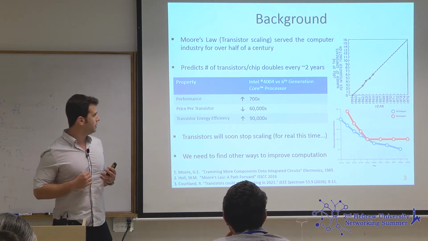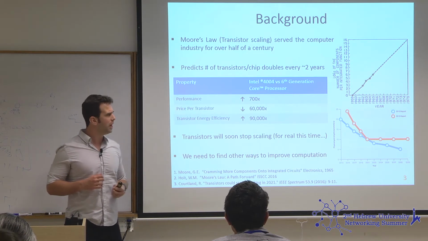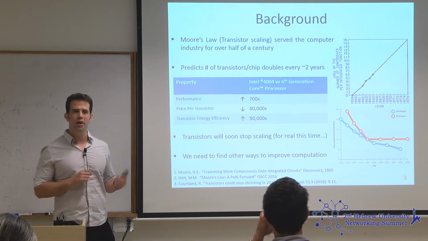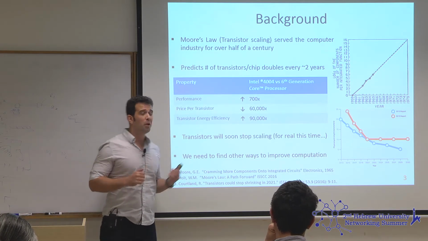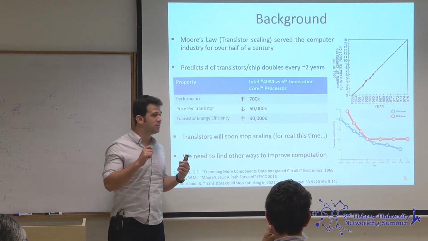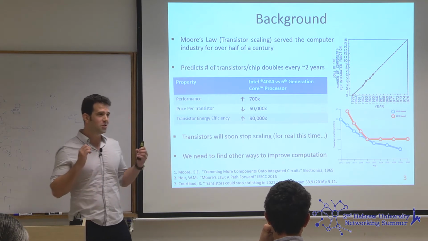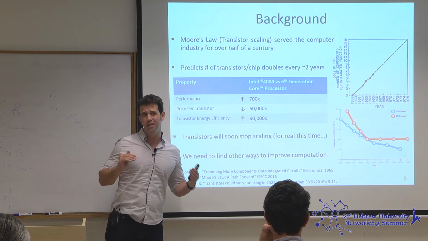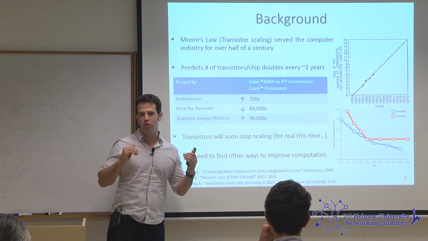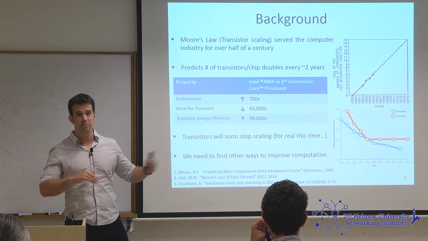Now, the gains from these are quite extraordinary. So if you compare an Intel processor from 1970 and a contemporary Intel processor, the performance went up by 700 times. The price per transistor went down by 60,000 times, and a given transistor can do the same computation using 90,000 times less energy. So I'll go ahead and say there are not a lot of fields in human invention that were able to get this much magnitude in evolution and throughout that period of time sustainably.